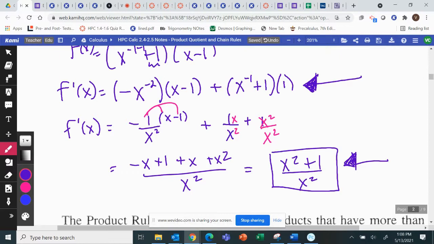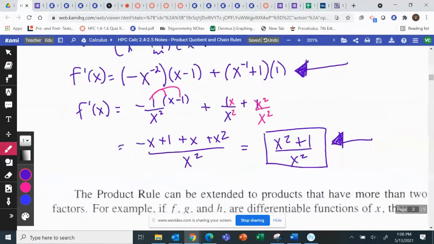Question? The majority of the derivative stuff, the majority of the work, is just simplifying. The majority isn't actually doing the derivative step. So you'll see that as we do some more examples.